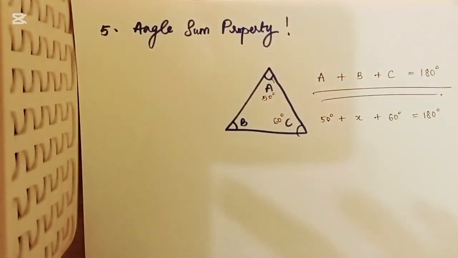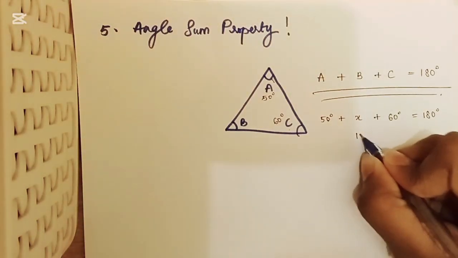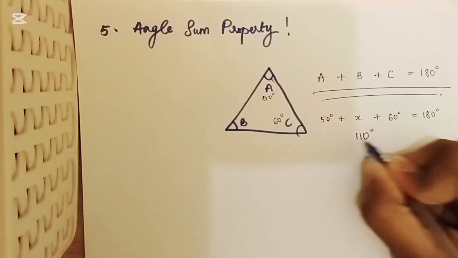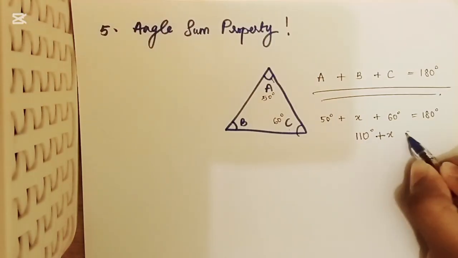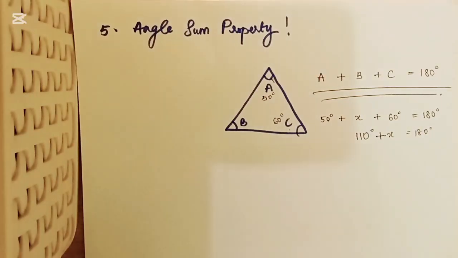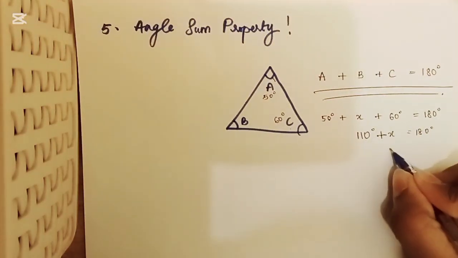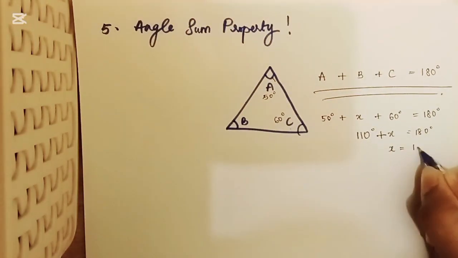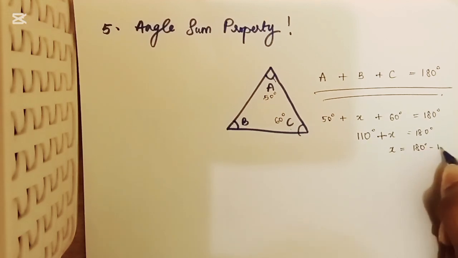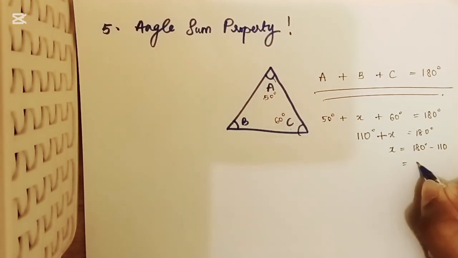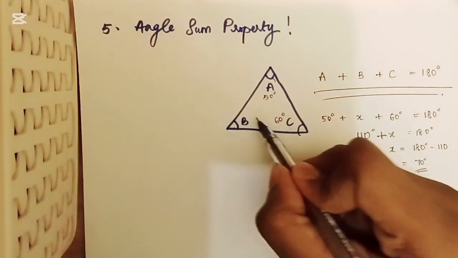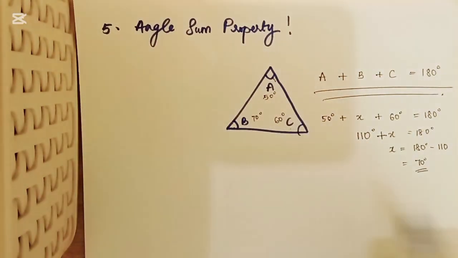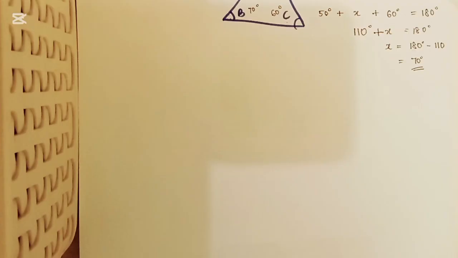And then take 50 plus 60. 60 plus 50 will be 110 degrees. And then plus x will be 180 degrees. And then take the 110 to the other side, that is x is equal to 180 minus 110, which will give us 70 degrees. That's how we find the third angle. So this is 70 degrees. This is how questions will come for the exams.